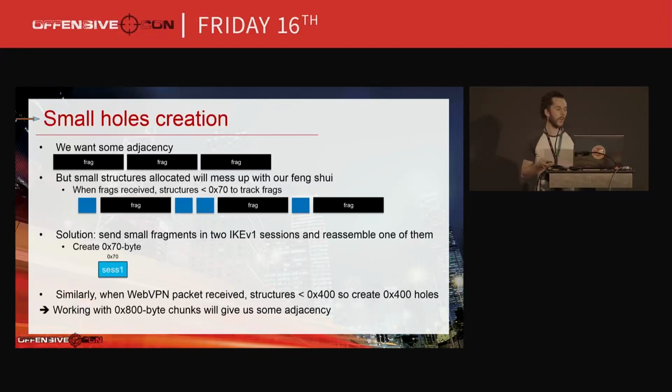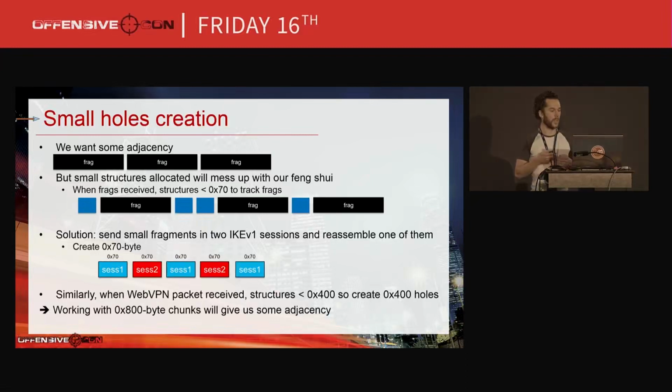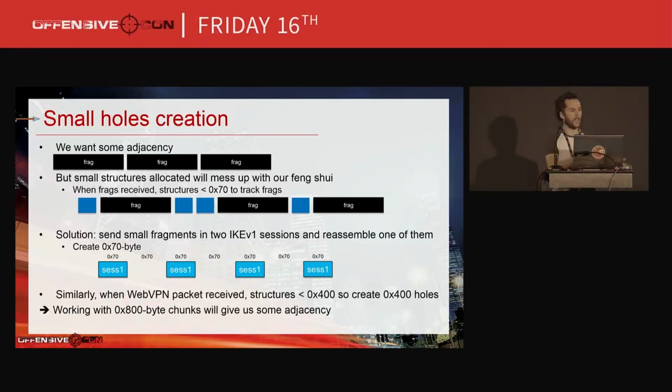So basically, how do we create holes? We just use the same technique as we explained before. Initially we send 70 bytes fragment chunks in 2 different sessions, and we just alternate the packets. At some point, we just reassemble session number 2, and we get lots of small holes. And that's enough. Next time we want to send our 800 bytes chunks, all the small blue chunks will go inside the small holes, and we'll get adjacency with our black fragments. So from now on, we can get some adjacency for our fragments.